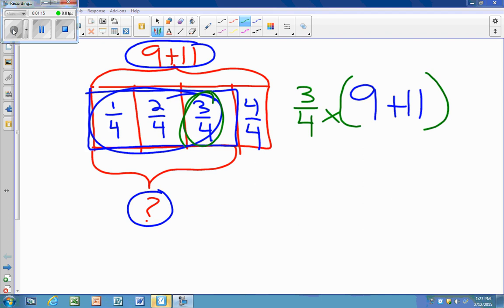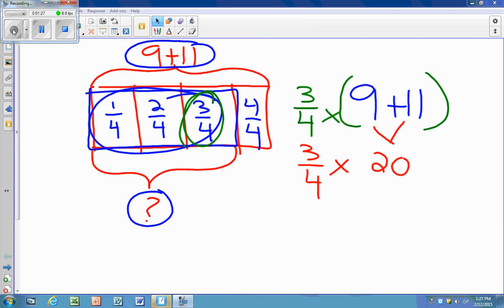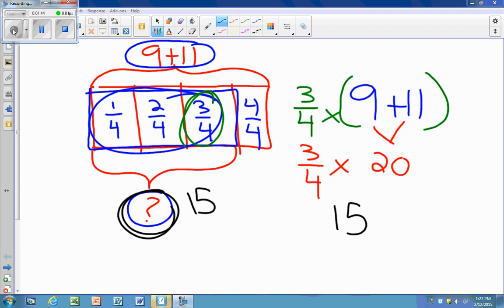So when I look at this, the first thing I need to do is I need to simplify it by doing what's in the parentheses, the order of operations. So this becomes 20. And I carry down everything else and I don't use an equal sign. And then when I look at this, I can solve 3/4 of 20 the same way we've been doing it since the beginning of the module. So I can say 20 divided by 4 is 5, and then 5 times 3 is 15, and my answer is 15. So this piece right here is 15. That's what my question mark was.